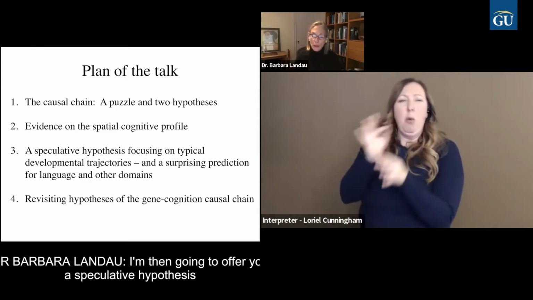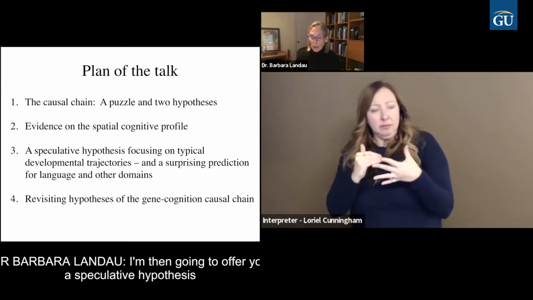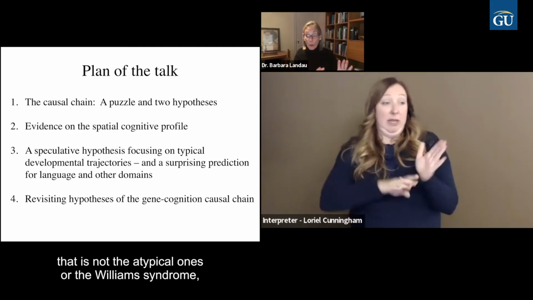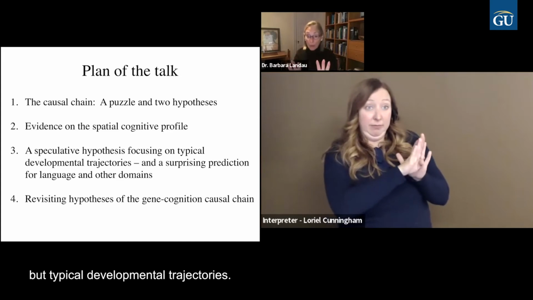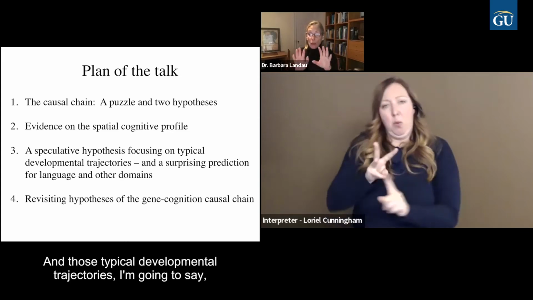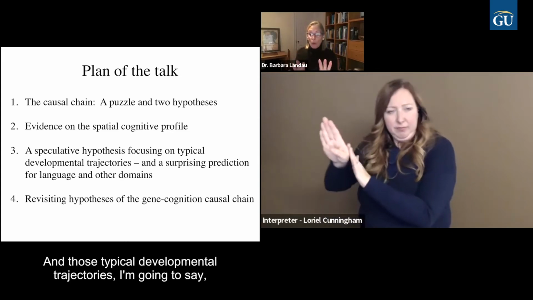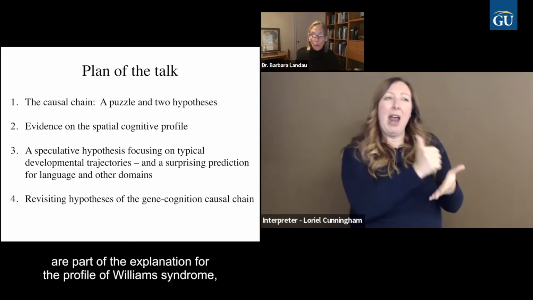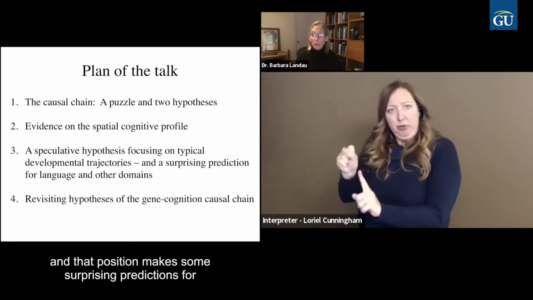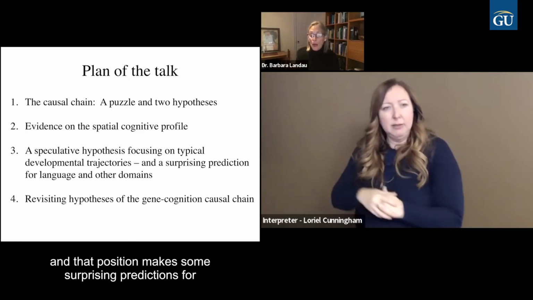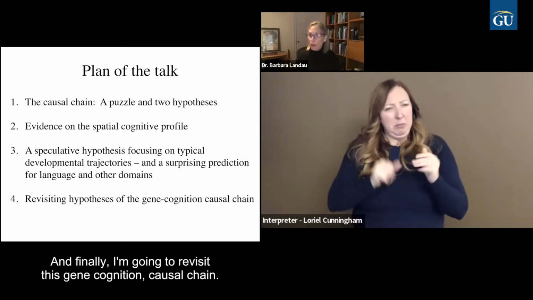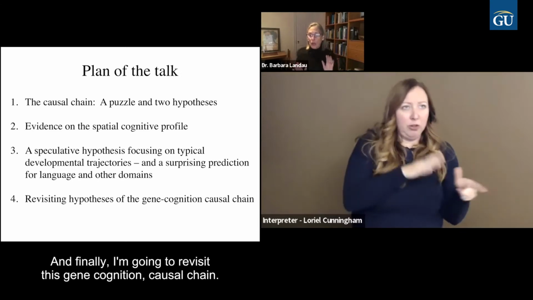I'm then going to offer you a speculative hypothesis focusing on typical developmental trajectories. That is not the atypical ones of the Williams syndrome, but typical developmental trajectories. And those typical developmental trajectories, I'm going to say, are part of the explanation for the profile of Williams syndrome. And that position makes some surprising predictions for language and other domains that I'll lay out for you. And finally, I'm going to revisit this gene cognition causal chain.